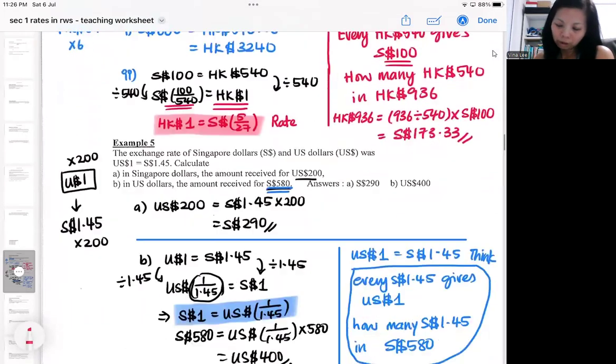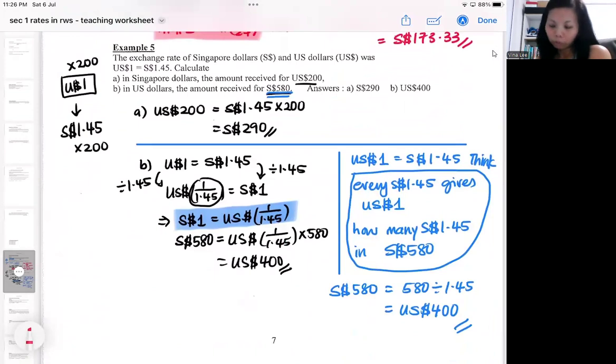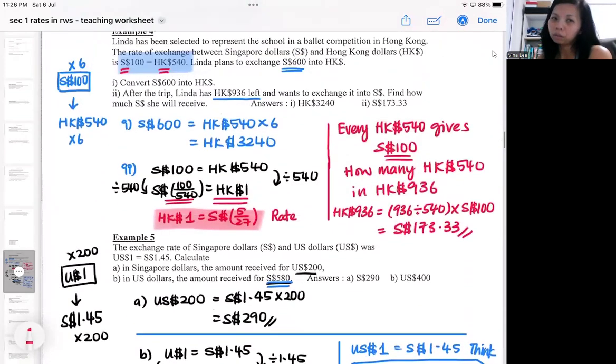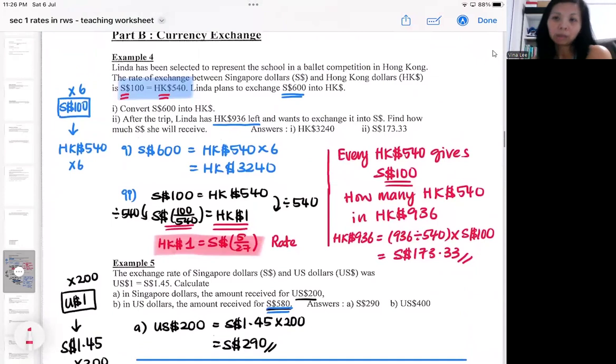Just don't be careless. Take note of your notation, because if your notation is wrong, then you are doing the wrong exchange rate. So take note of the different dollars, different currencies in the question.